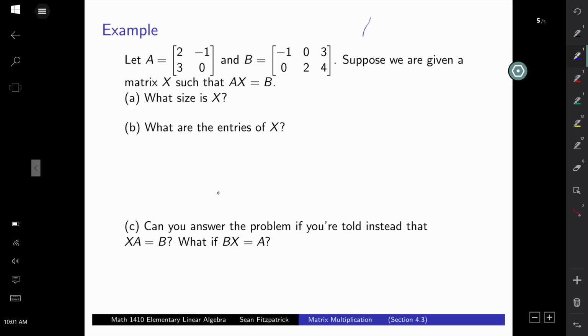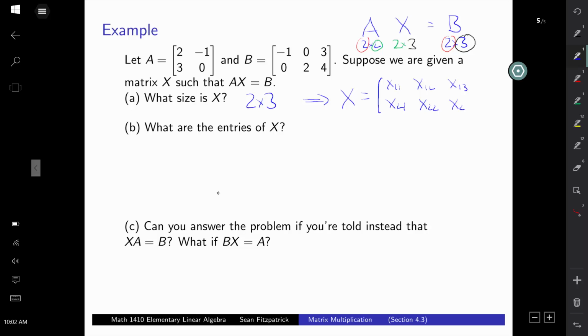So I'm trying to solve A times X equals B. A is going to be 2 by 2. X is, well, we don't know yet. We want to end up with B. B is 2 by 3. Okay? So that 2 and that 2, that matches up. And because of the 2 here, we know that X has to be 2 by something. And what is the other thing? Well, the 3 that we have over here tells me that I need a 3 there. So X has to be size 2 by 3. Okay? So that means that X looks like X11, X12, X13, X21, X22, X23.